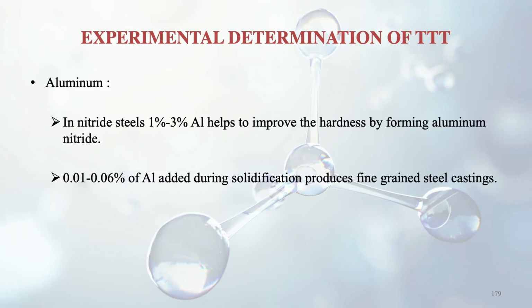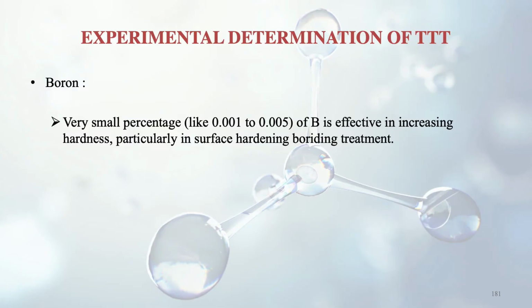And 0.01 to 0.06% of aluminium, when added during the solidification process, meaning the steel forming process, produces fine grained steel castings. So if we need fine grained steel, then aluminium can be helpful, especially in case of steel castings. Boron. So boron, very small percentage, see how small it is, 0.001 to 0.005, and we have to be very careful about that.